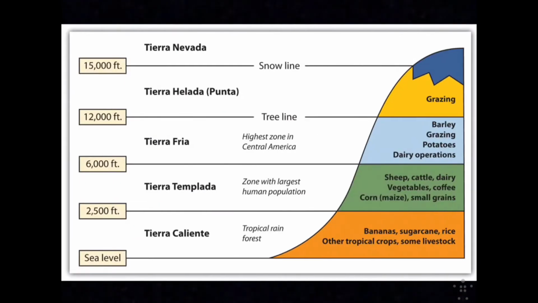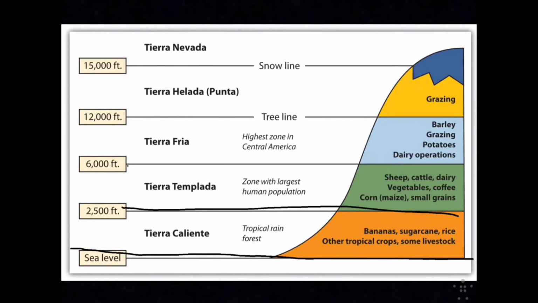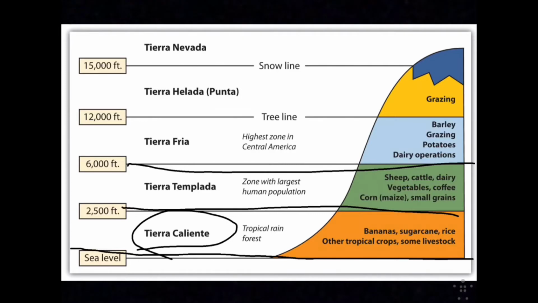Next question says, describe in detail how mountains affect the climate of Latin America. And what we're talking about here is how these different levels, these different elevations can affect the region differently. For example, this first zone, which is closest to sea level, is Tierra Caliente. It's hot. This is where you're going to have your tropical rainforest climate. This is where bananas are going to grow and other tropical crops, rice and livestock.